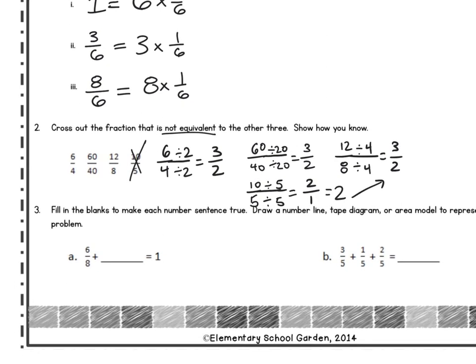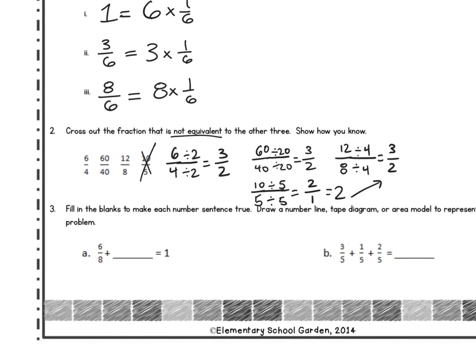For problem 3, it says fill in the blanks to make each number sentence true and to draw a number line, tape diagram, or area model to represent the problem. So I'm going to first start with problem A. I'm going to draw an area model, and then for B, I'm going to represent the problem with a tape diagram so you can see both strategies.